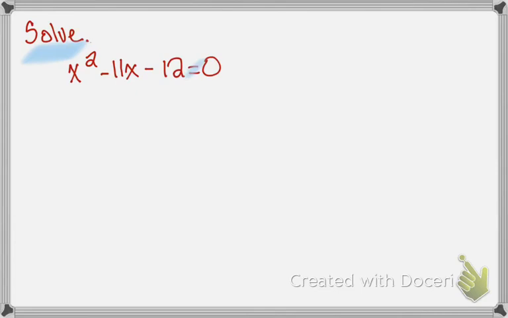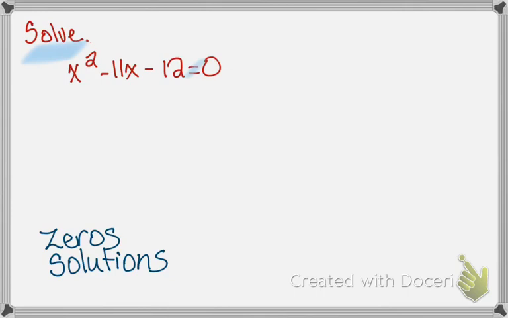In this situation, what I'm looking for is what's called zeros of a function. They're also called solutions of a function. They're also my x-intercepts of my function. They're my x-intercepts.